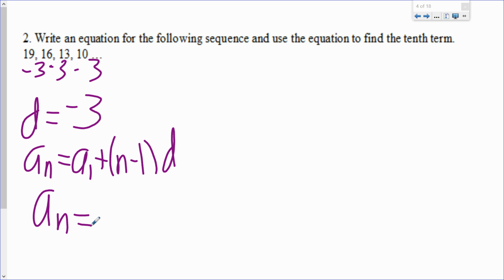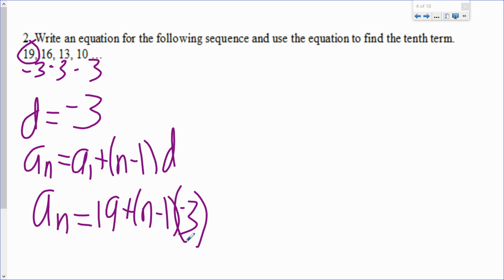An equals a1, the first term, that's 19. N minus 1 stays n minus 1. D is -3. Whenever d is negative, I like to put it in parentheses, otherwise it looks like a -3. And that's it. That's your answer.